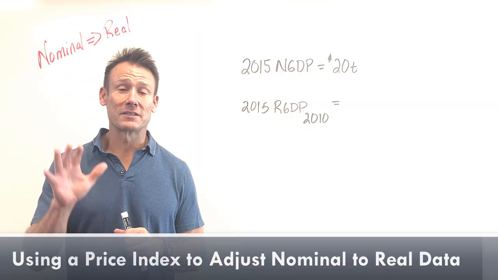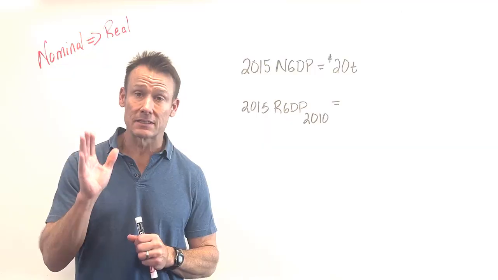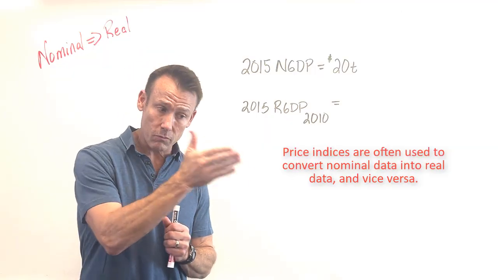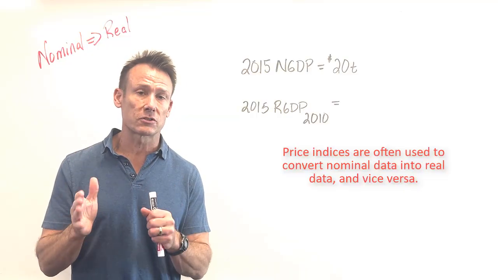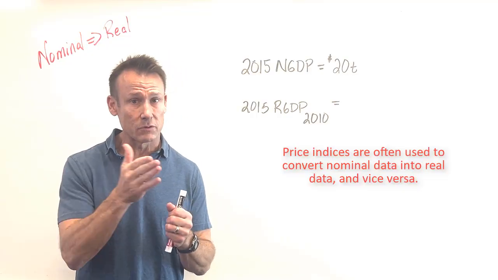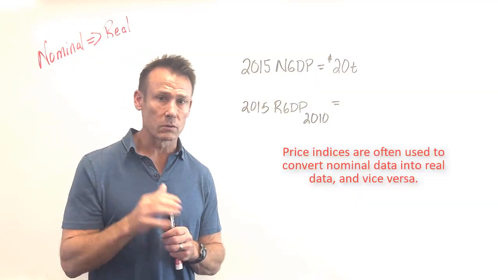Hey everybody, in this video we're changing nominal data to real data using a price index. That's right. One of the things that a price index does is it changes nominal into real data or real data into nominal data. Price indices are adjusters. They're converters. They adjust nominal to real to nominal. That's one of the major functions of a price index. So let's get to it.